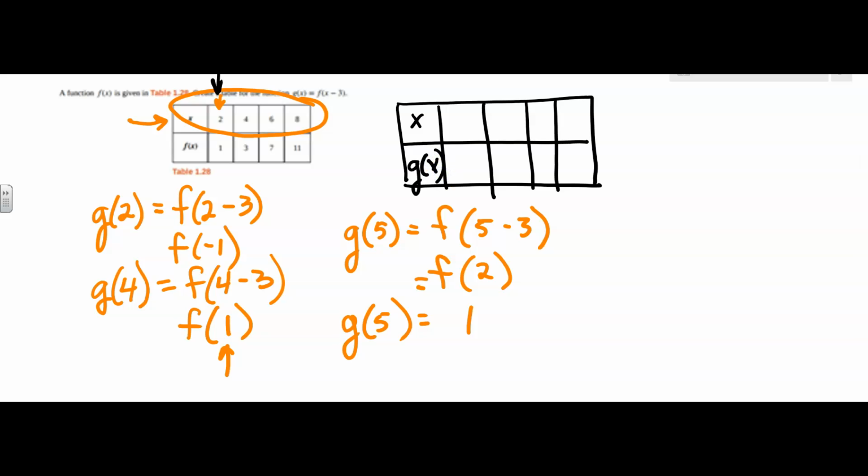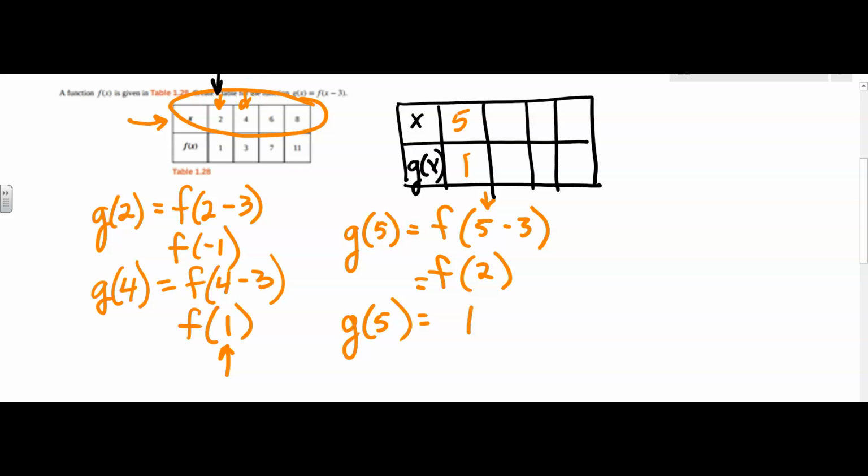Okay, so now we're going to fill this in. If I put in a 5, that was my input. That was my x that I put in. I get an output of 1. Now, you might say, well, why didn't you start with 5 originally? You knew that all the inputs were going to be decreased by 3. Okay, so now I can start looking at that idea and a pattern here.